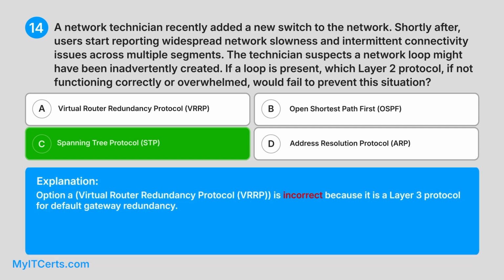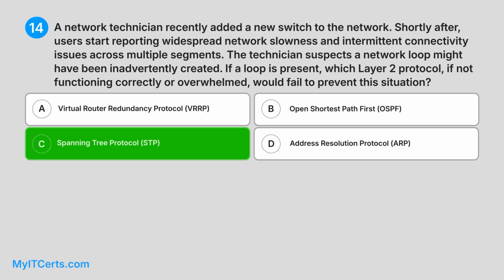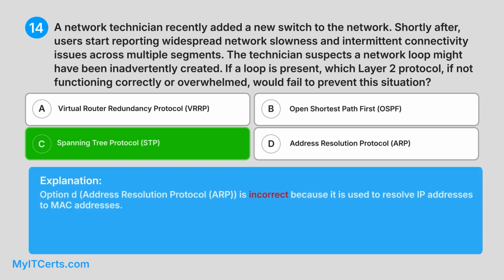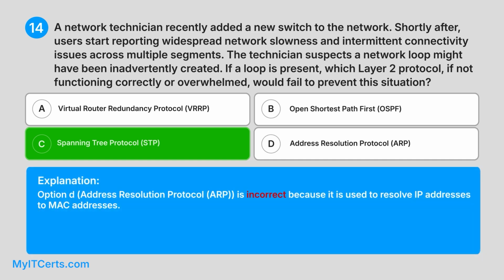Option A, Virtual Router Redundancy Protocol, VRRP, is incorrect because it is a Layer 3 protocol for default gateway redundancy. Option B, Open Shortest Path First, OSPF, is incorrect because it is a Layer 3 routing protocol. Option D, Address Resolution Protocol, ARP, is incorrect because it is used to resolve IP addresses to MAC addresses.